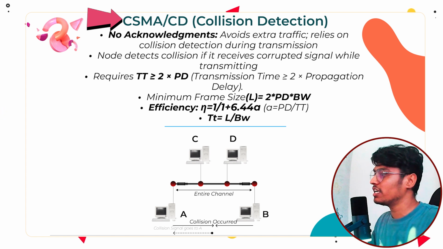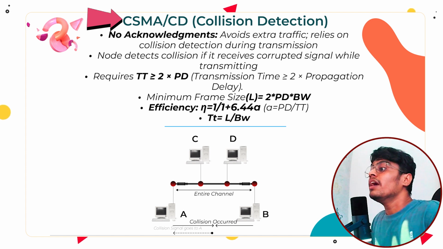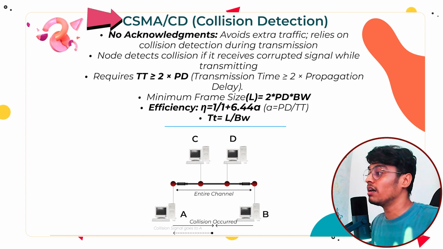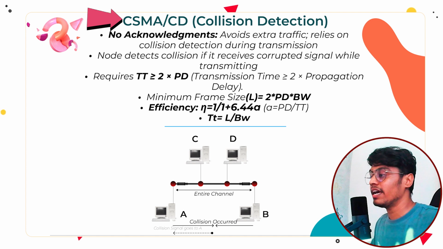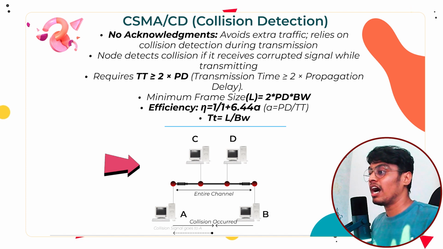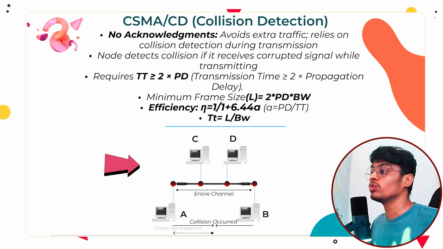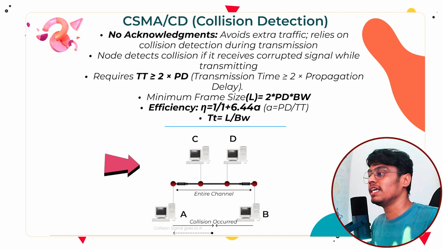CSMA/CD is a modification of CSMA, and the modification here is collision detection. This means we can also detect when a collision occurs. The node which transmits data can also detect if its data has collided or not. Let me explain this. If I start data transmission and after some time my data collides with some other station's data, how will I know that my data has collided or got corrupted? To find this out, we use the CSMA/CD technique.